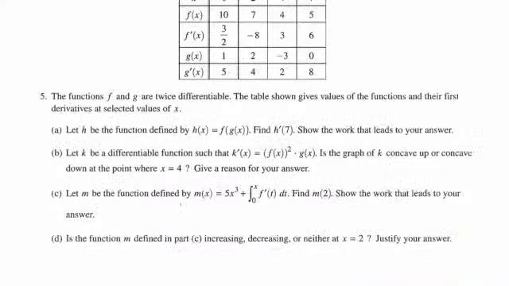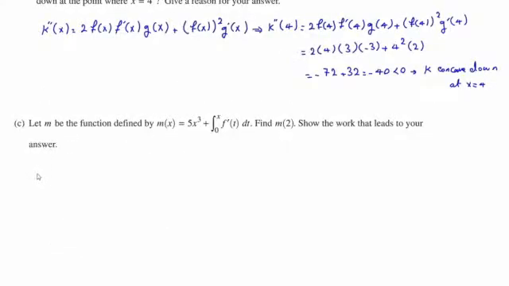Part C, let m be the function defined by m of x equal to 5x cubed plus integral from 0 to x of f prime of t dt. Find m of 2, show the work that leads to your answer. Okay, so if we replace x with 2, m of 2 equal to 5 times 2 cubed plus integral from 0 to 2 of f prime of t dt.